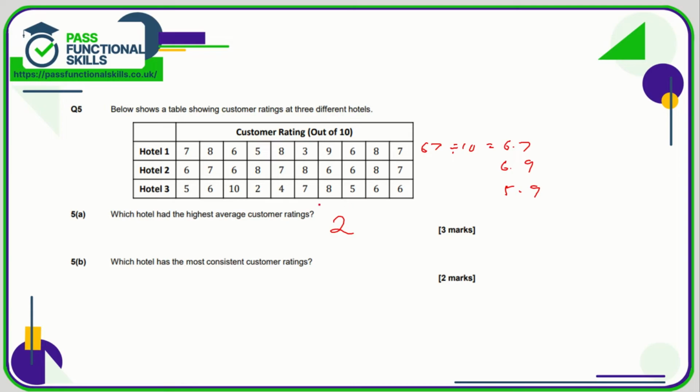And the most consistent, well, Hotel 1, the range was between 9 and 3, so that's a range of 6. Hotel 2 is between 8 and 6, so that is a range of 2. And Hotel 3 fluctuates from 10 to 2, so that is a range of 8. So Hotel 2 is the most consistent.